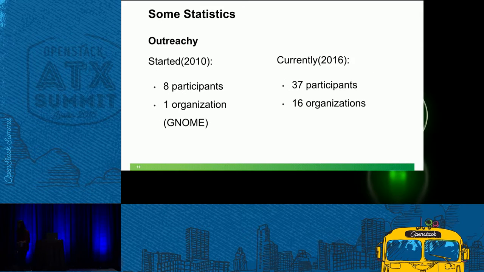And Outreachy started, like I said, a lot after Google Summer of Code, with one organization, GNOME, and 8 participants, so it was really small. And over time, now we have almost 37 participants and 16 organizations.